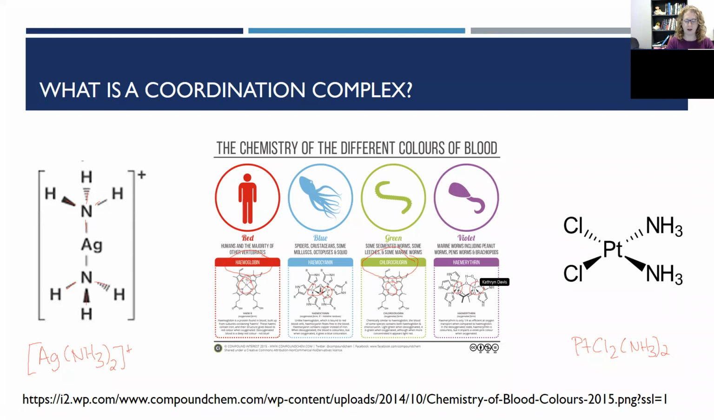So coordination complexes, right? Coordination complexes have transition metals plus what we call ligands. And we'll work out what ligands are and how they work in just a moment. But this type of bonding is different because transition metals have d orbitals and can do all kinds of different things with bonding.